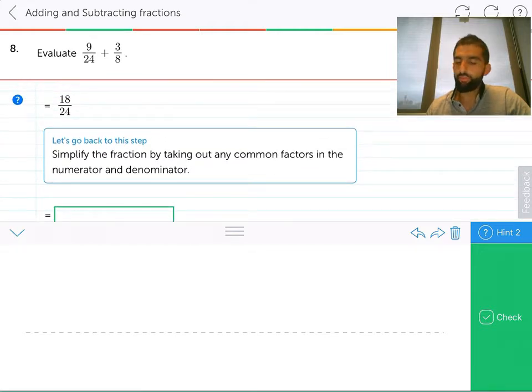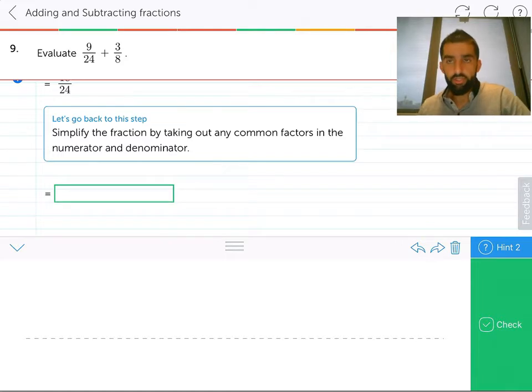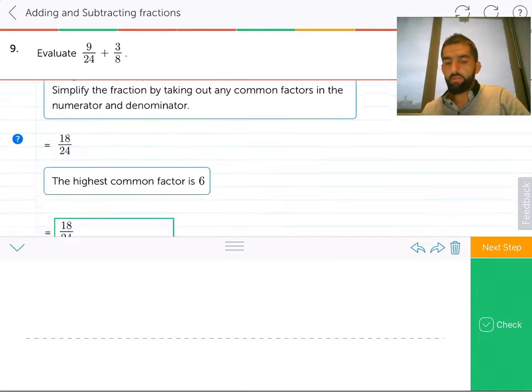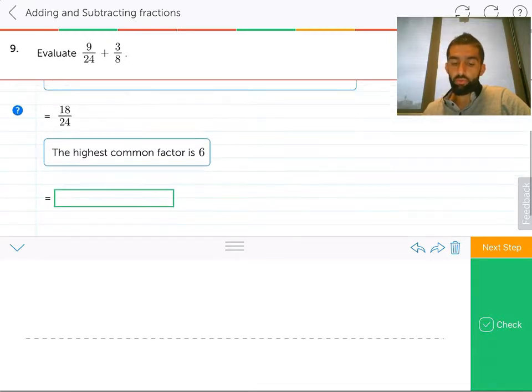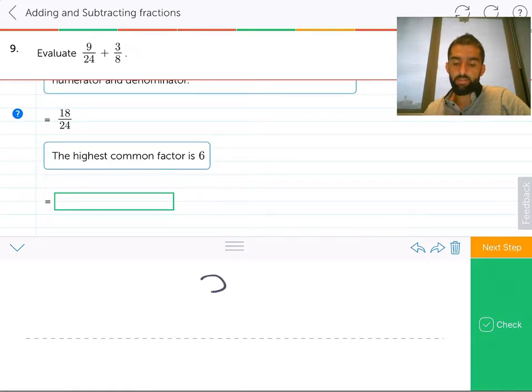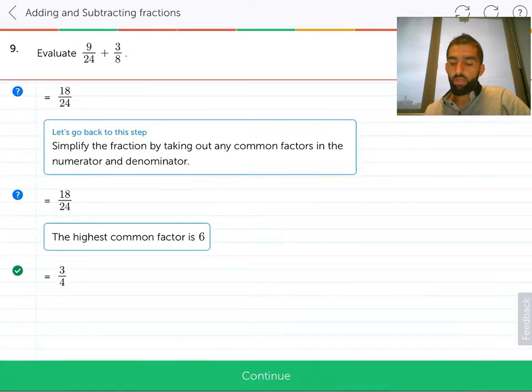So looking at 18 on 24, perhaps I don't know what the highest common factor is. So I can ask for a second hint, which tells me that the highest common factor is 6. So hopefully at this point I am able to determine that the final answer is 3 on 4. Now if I wasn't, I could ask for a next step, and it would reveal that to me. Just the very next step, one step at a time. So I'll check that answer. Now I'm going to show you what the teacher sees in all of this.